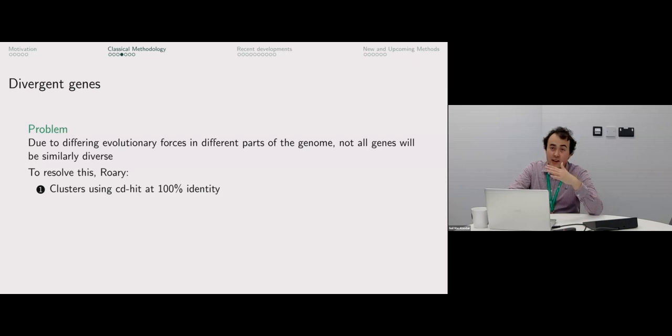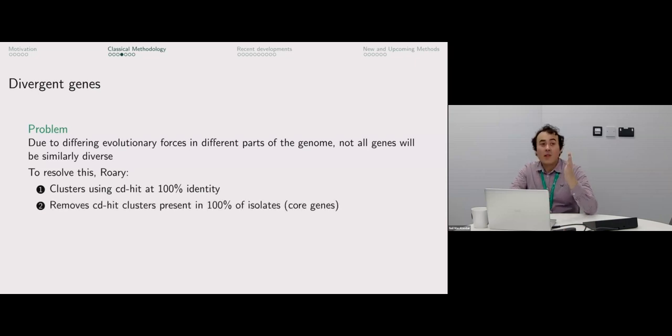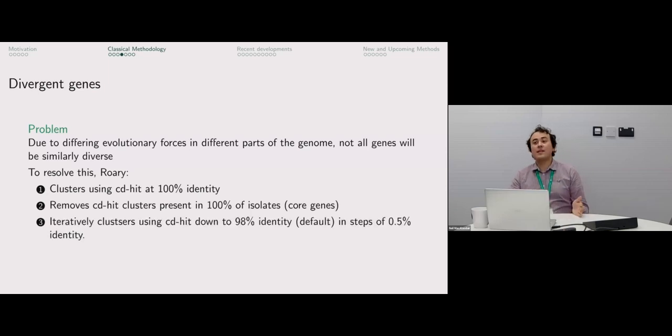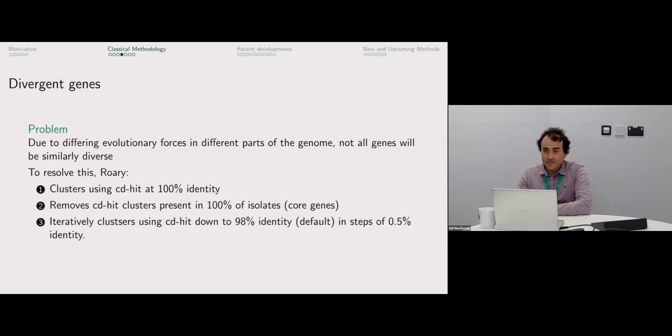It starts at 100% identity. It clusters. If one of those clusters is present in all isolates, clearly it's a core gene, so remove it, simplify the clustering for the next step, and repeat that process in steps of 0.5 identity. So you start at 100, you go to 99.5, then 99, then 98.5, until you get down to 98 by default, although the user can reduce that. And then you have, hopefully, found the core.